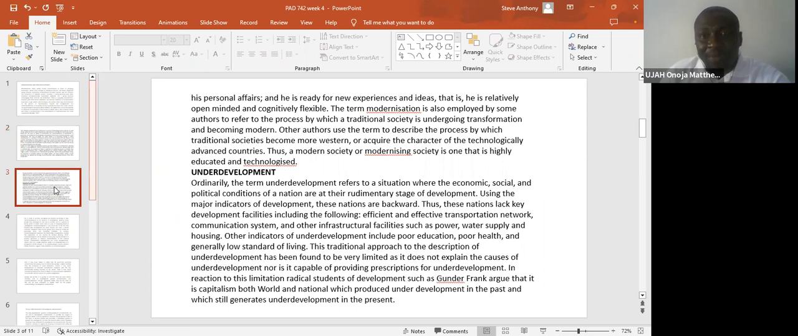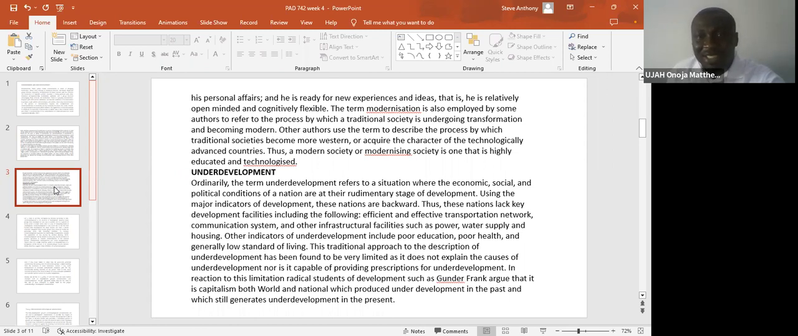modernization is also employed by some other authors to refer to the process by which a traditional society is undergoing transformation and becoming modern. You know, in one of our classes, this particular point was buttressed using W.W. Rostow's stages of development. For him, for an underdeveloped society to make progress, they must follow 5 processes which he mentioned. And I think, if I remember correctly, he made mention of a traditional society, getting to the period of preconditions to take off, and then there's the takeoff stage, which is the 3rd stage, and then there's the drive to maturity, which is the 4th stage, and then the stage of mass consumption. And he explained them from various angles and understanding.